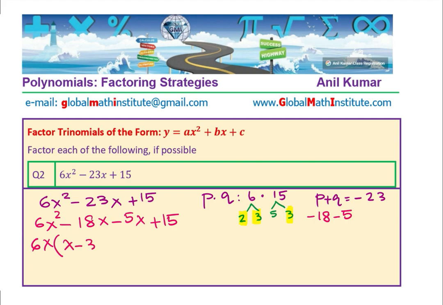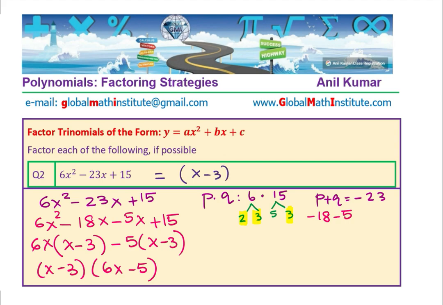So this gives me x minus 3 as a common factor, and here minus 5 is common, and we get x minus 3. Since x minus 3 is common, we have 6x minus 5 as our answer. So clearly, I could now write down the factored form of this particular trinomial as x minus 3 times 6x minus 5. Is that clear to you? Now in this particular part, we have learned, if the numbers are difficult to work with, you can break them into prime factors and then find the solution.